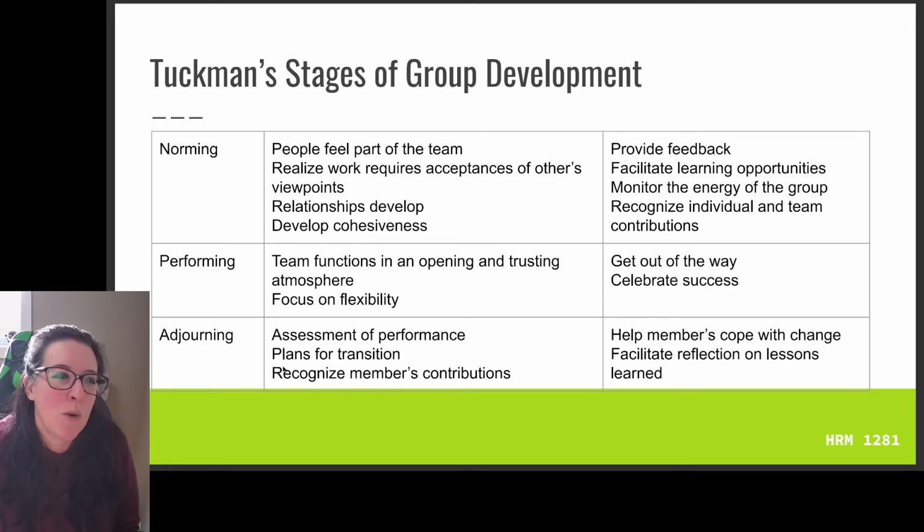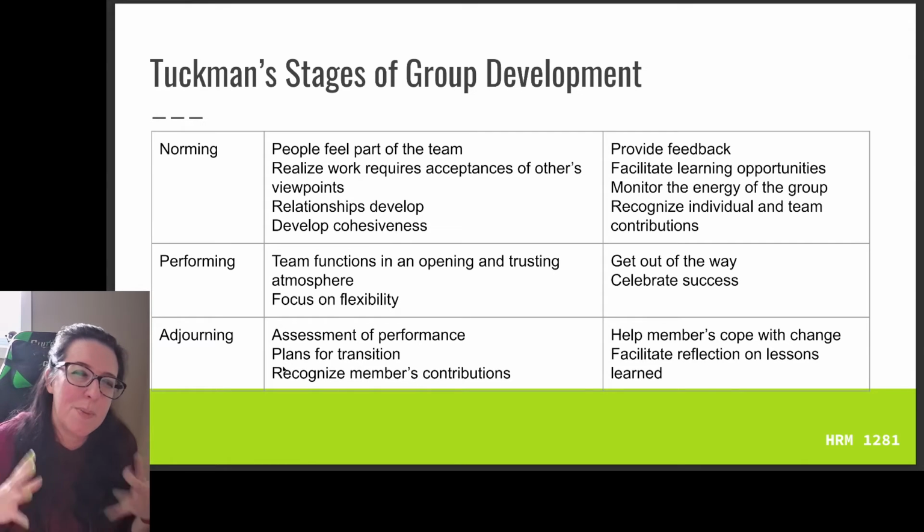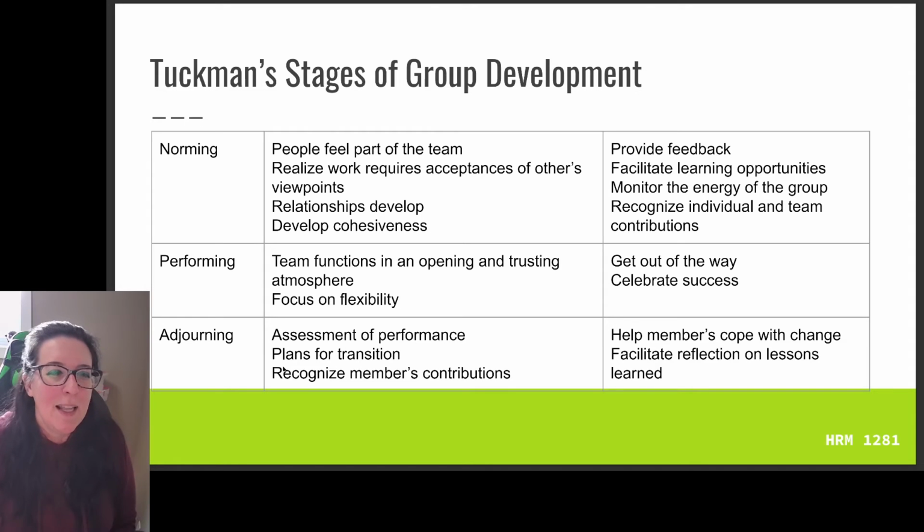Then we have the norming stage. The norming stage is where people start to stop seeing themselves as individuals and start to feel part of the team. They realize that in order to get the work done, they are going to have to accept the viewpoints and ideas of others, and relationships start to develop.